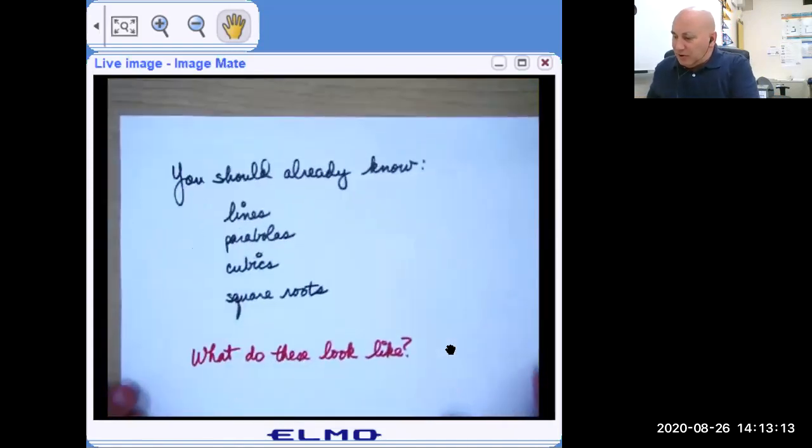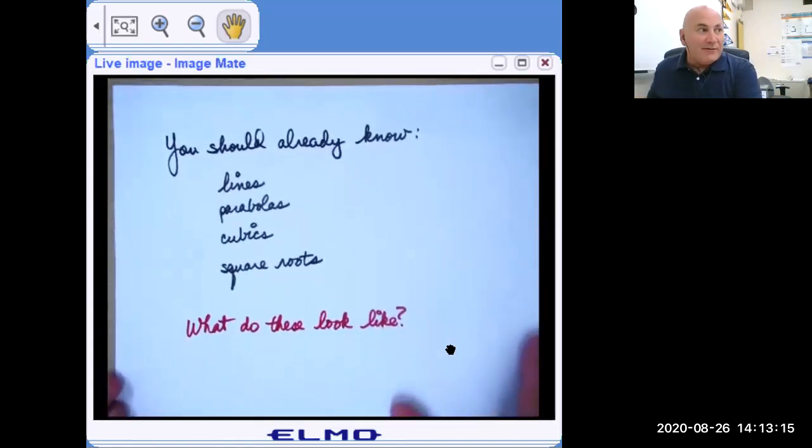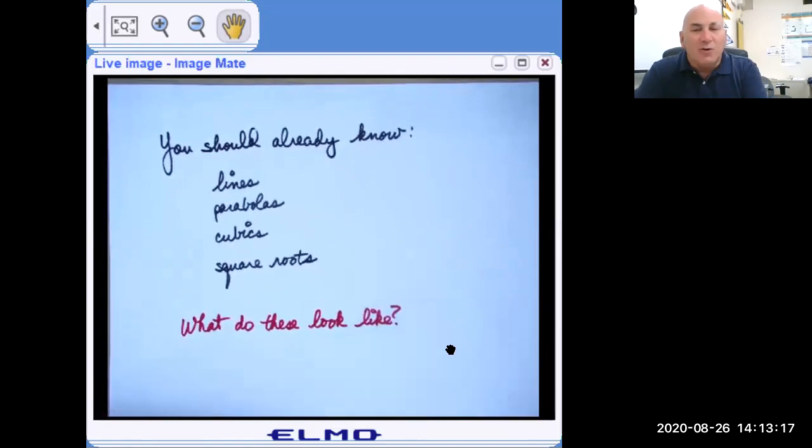You should already know how to graph these functions, what those look like. So if I give you the equation of a line, you should be able to graph that with a quickness. Same with parabolas, cubics, and square roots. If you don't know that, then that's something that we need to review.